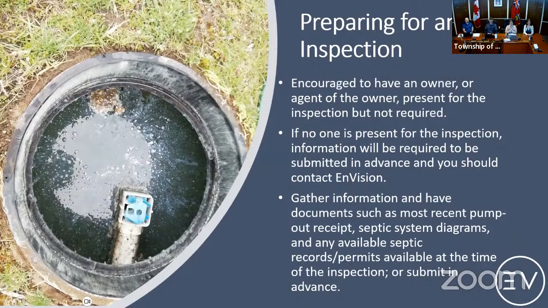So if you know that you have some old records, it doesn't hurt to send them to us ahead of time or have it ready there. We will take a picture during the inspection, and it may be a duplicate of what we have, but it may be information that we don't have.